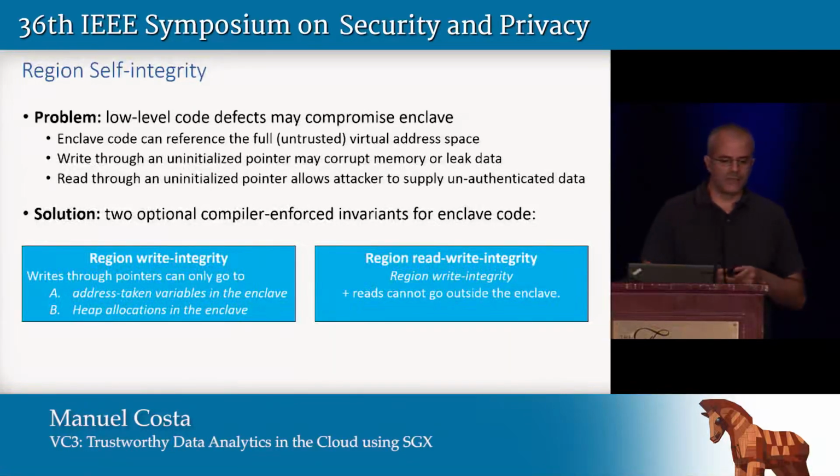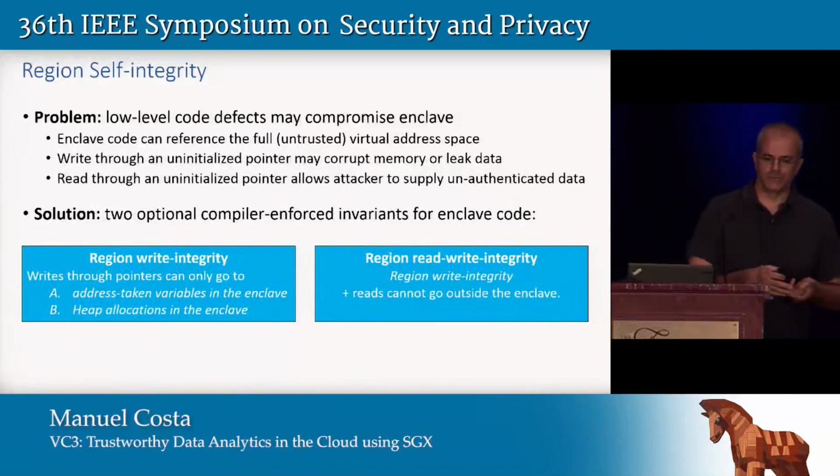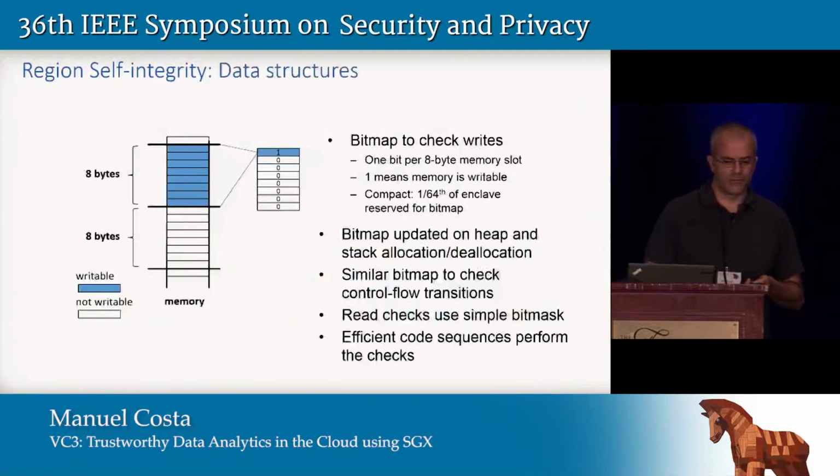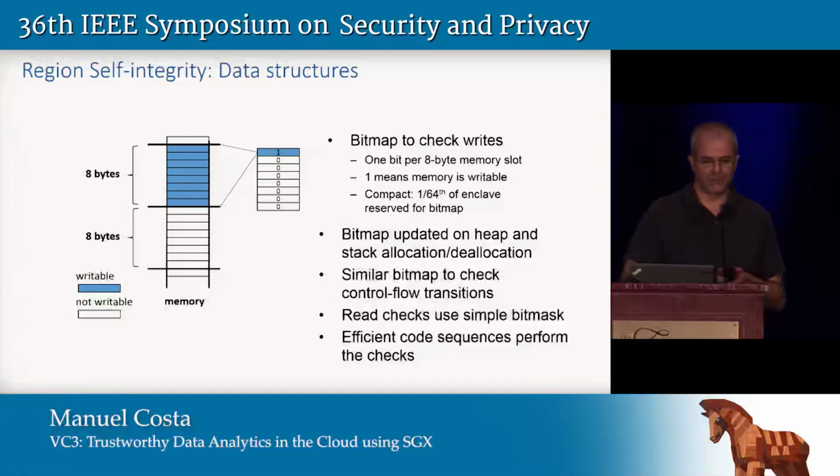So that's the first invariant. And the second one is augmenting region write integrity with the guarantee that reads cannot go outside the enclave. So users can choose not to use any of these or either one of them. And just to give you an idea of how we enforce them, to check the region write integrity property, we keep a bitmap that maps every 8 bytes of enclave memory to 1 bit in the bitmap. 1 means the memory slot is writable. So this is a compact representation of the memory protections inside of the enclave.